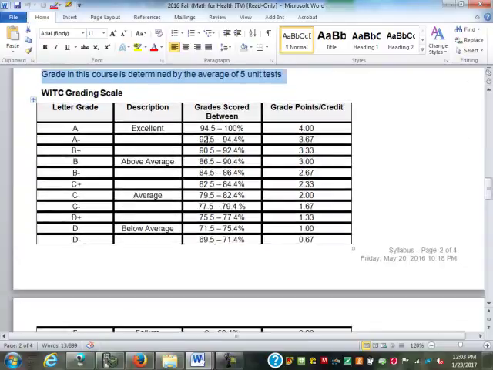Our grading scale here might be a little different than your high school grading scale. Our A's are 93 and up. Technically 92.5 if you go with the round off.